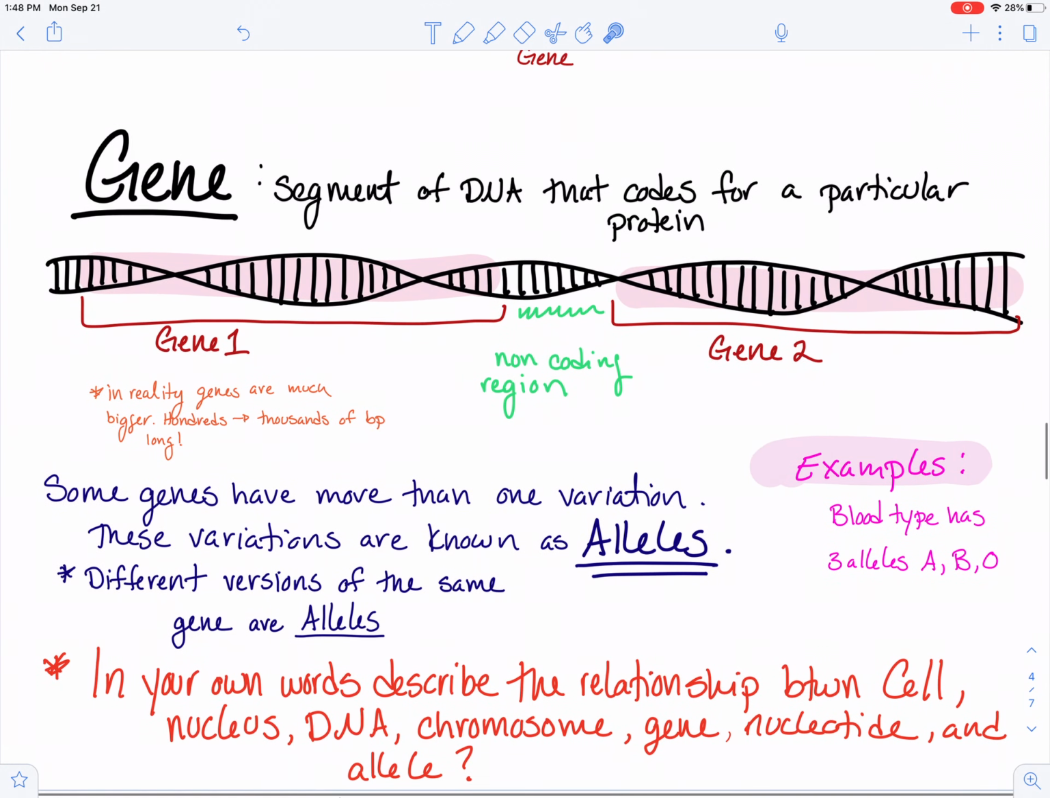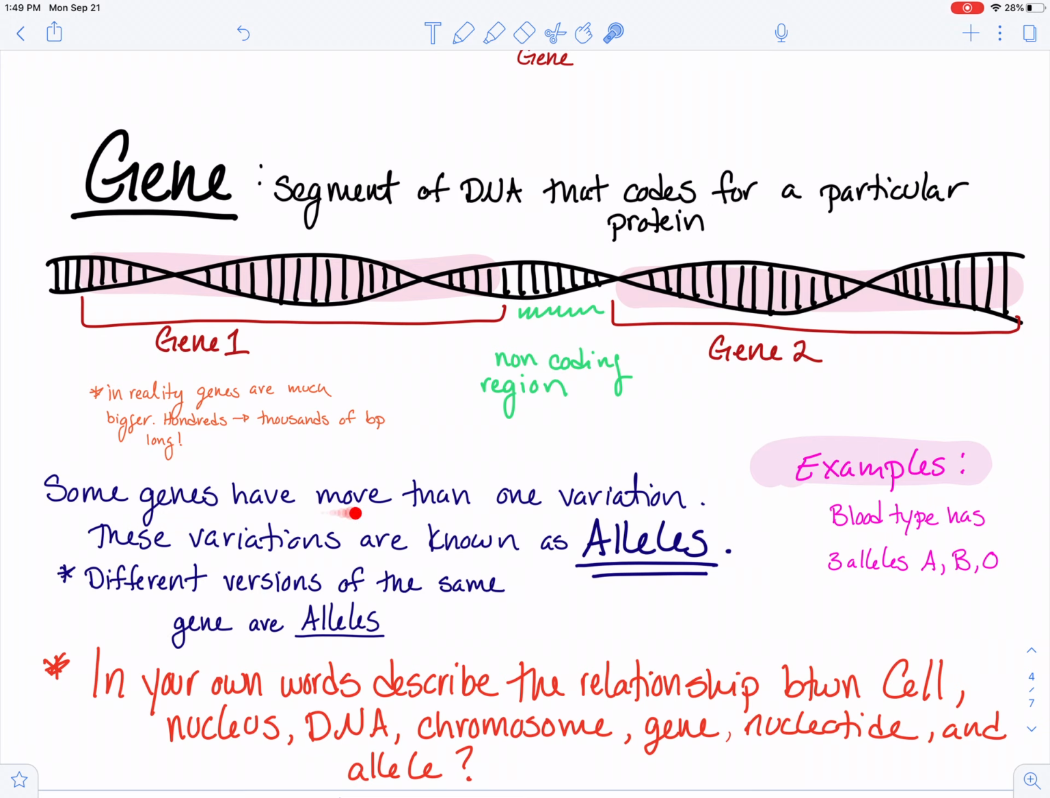So that's a little bit about what a gene is. I've drawn another picture down here, and I've defined it specifically: a segment of DNA that codes for a particular protein. And again, here's a very long DNA strand, and here is maybe a segment of it that codes for, we'll say, gene 1. Then there might be a non-coding region, and then we've got another segment that codes for another protein. The reality is that genes are actually a lot longer than this. They can be hundreds to thousands of base pairs long. I think the average human gene is something like 10,000 base pairs long, so they're very, very long.